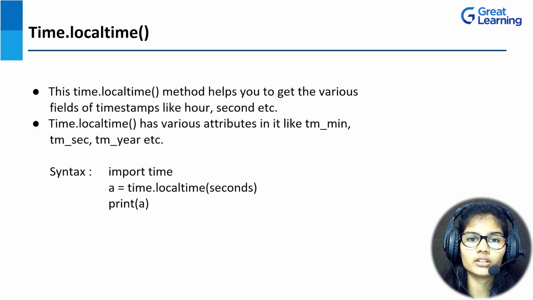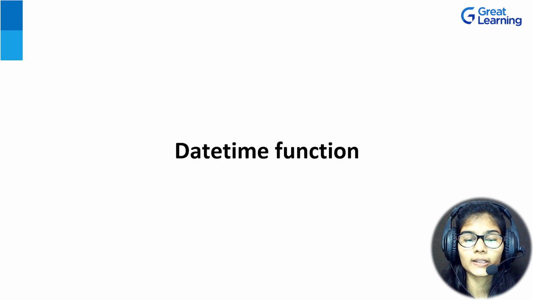The localtime is a method which helps you to get the various fields of timestamps like hour, second, week, day, month, year. All these values you get with the localtime function. Then we saw the datetime function, what the datetime function is.